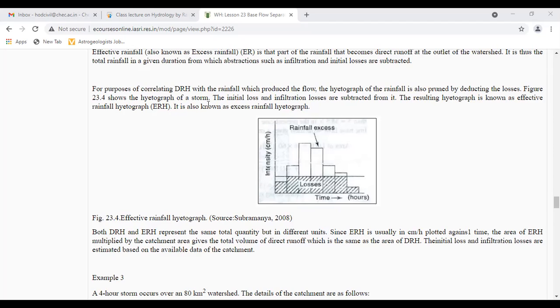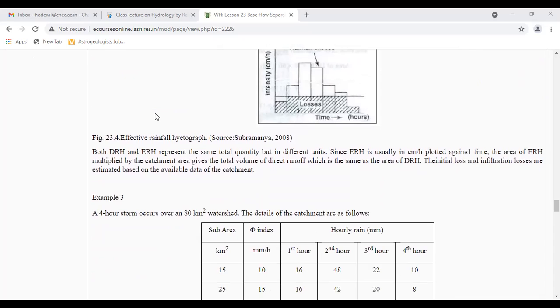Here, the figure shows the hydrograph of a storm. The initial loss and infiltration losses are subtracted from it. The resulting hydrograph is known as an effective rainfall hydrograph. It is also known as the excess rainfall hydrograph. Both the direct rainfall hydrograph and the effective rainfall hydrograph represent the same total quantity but in different units.